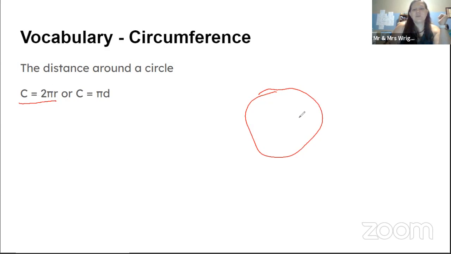Now, if you're familiar with geometry, the radius is that distance. The diameter is twice that. So 2 times r is the same thing as d, or diameter. So you could also write it as circumference equals pi times diameter.